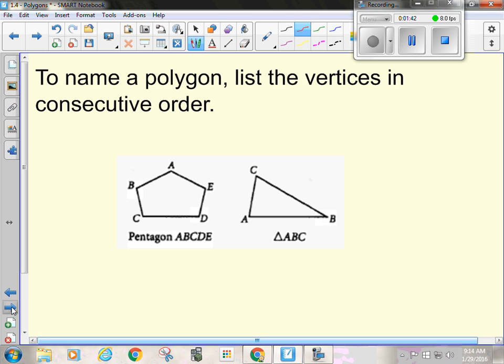All right, so when we name polygons, we list the vertices in consecutive order. So here we have pentagon ABCDE. You don't have to start at A. You could call it pentagon... we could start at D, C, B, A, E, as long as they are in order.